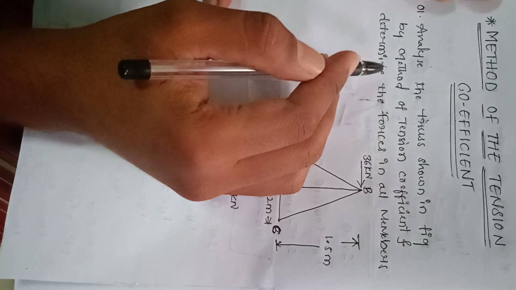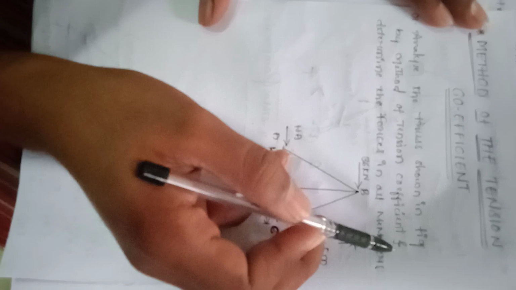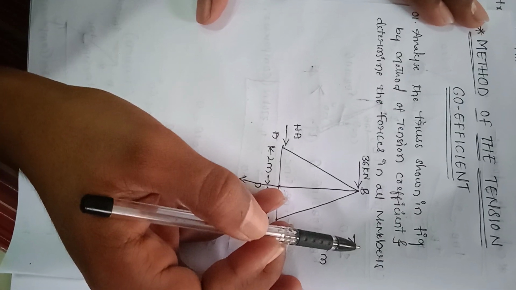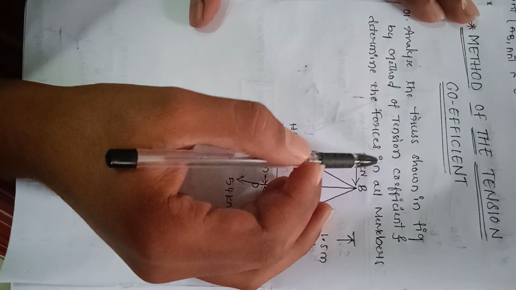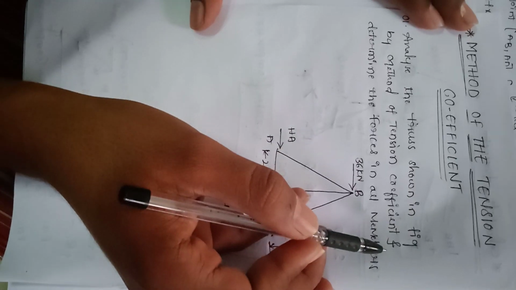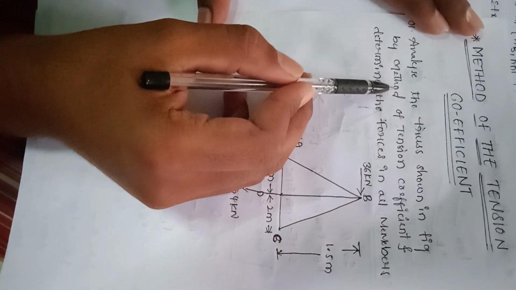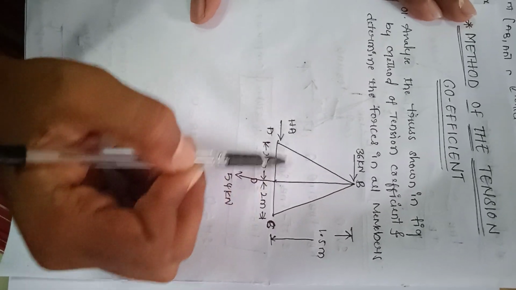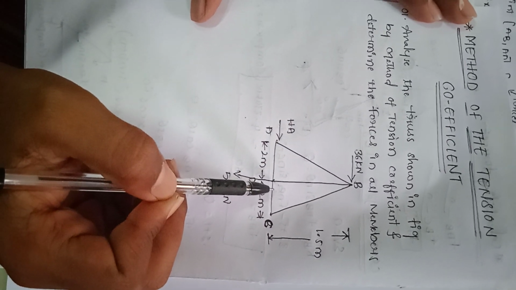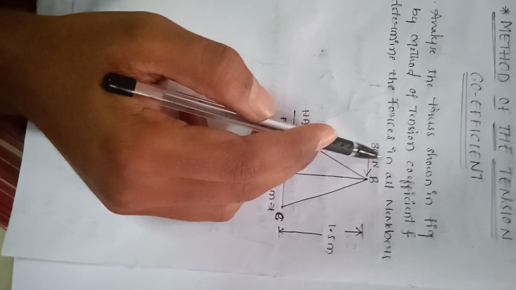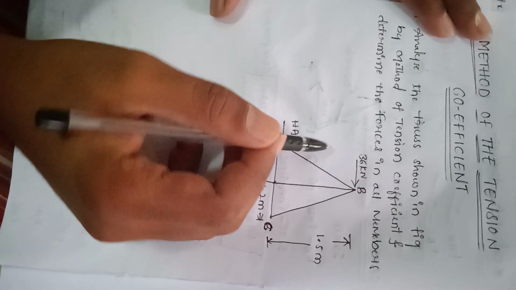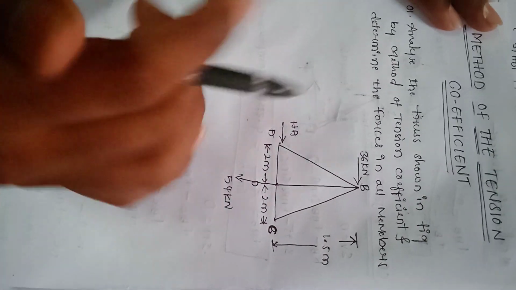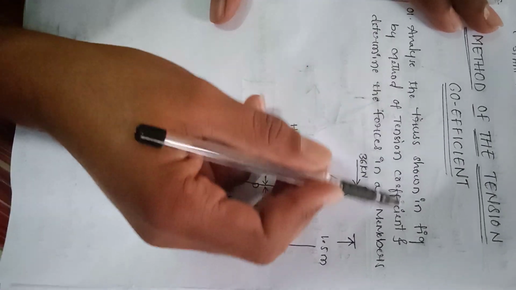Let us see the question. What is given in the question is: analyze the truss shown in the figure by the method of tension coefficient and determine the forces in all the members. The question clearly mentions which method we are going to use, the method of tension coefficient, to calculate the forces in each member. Otherwise, if it doesn't mention any method, then it is your wish; you can go for whichever method is comfortable for you.